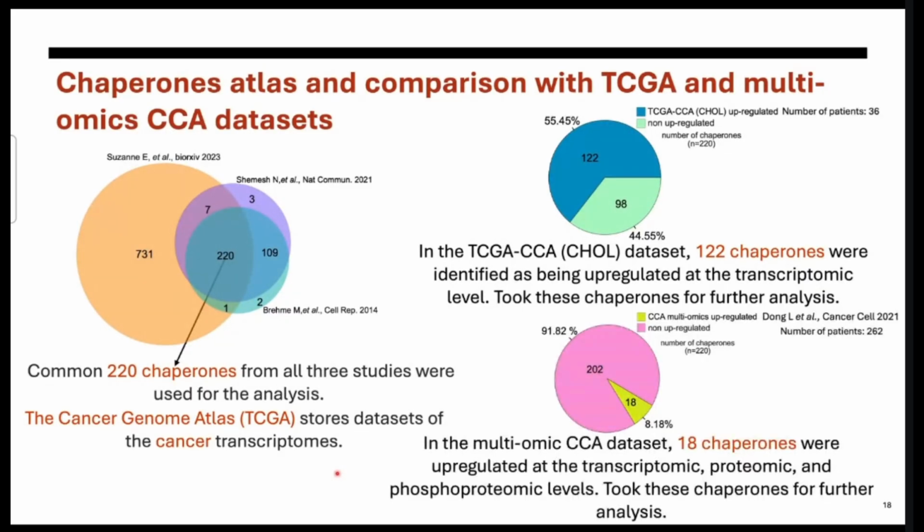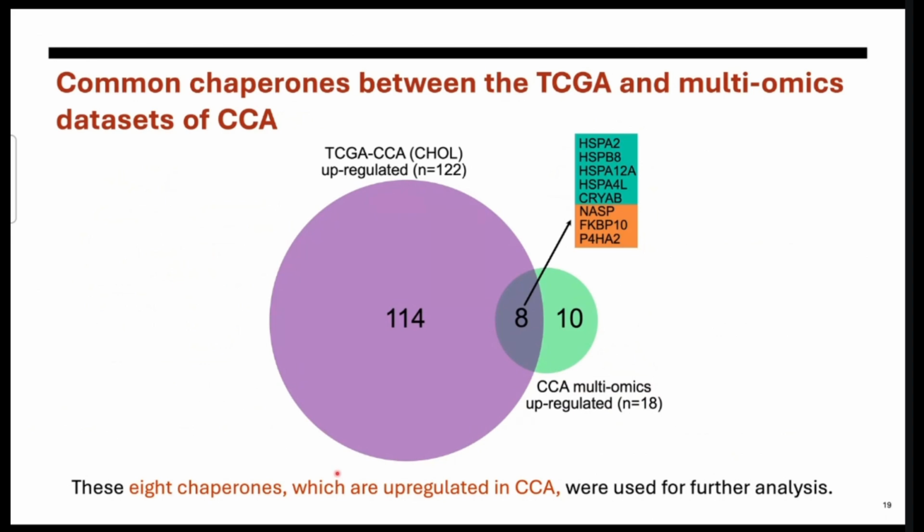Interestingly, in 2021 there was a Cancer Cell paper with a large cohort of cholangiocarcinoma patients, published from Fudan University in China. We were able to download this dataset, which comprised 262 patients with a multi-omic dataset, meaning transcriptomics, proteomics, and phosphoproteomics. They had a common list of proteins. We compared this list to the 220 chaperones and found 18 chaperones. The 122 chaperones from the TCGA comparison and the 18 chaperones from the multi-omic dataset were further compared, and this gave rise to 8 chaperones commonly found in both studies.